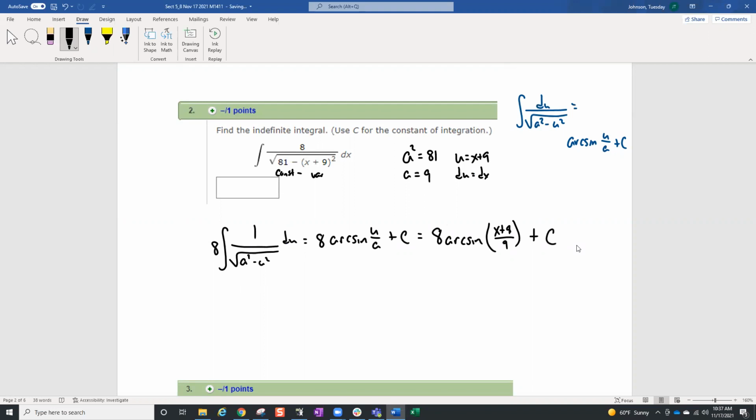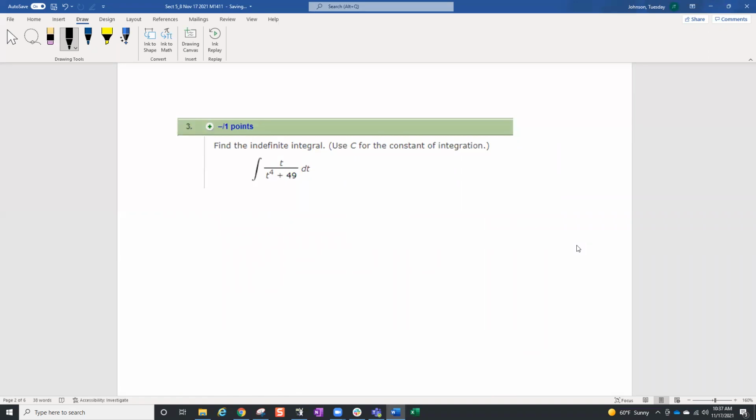Now let's look at number 3. Find the indefinite integral, use c for the constant of integration. So when I look at this, the first thing I notice is no square root. So probably arctangent. So we write down the formula for the arctangent. That's going to be du over a squared plus u squared equals 1 over a arctangent of u over a plus c. Don't forget that plus c. I just kind of ran out of space there.